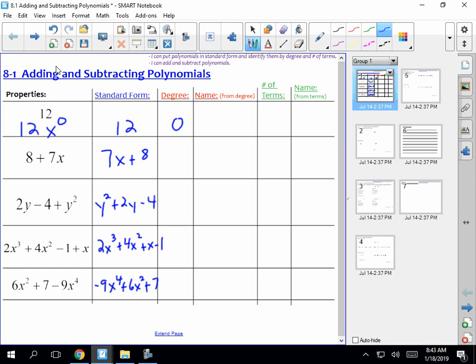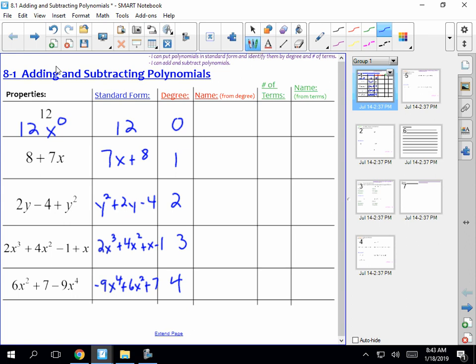And then we're going to work our way down here. What's the unwritten power on the x in this one? It's 1. It's incognito. So the degree would be 1. And then this one right here, it gets a little more obvious once you get to second degree and higher. But this would be of degree 2. And this one would be of degree 3. And then of degree 4.